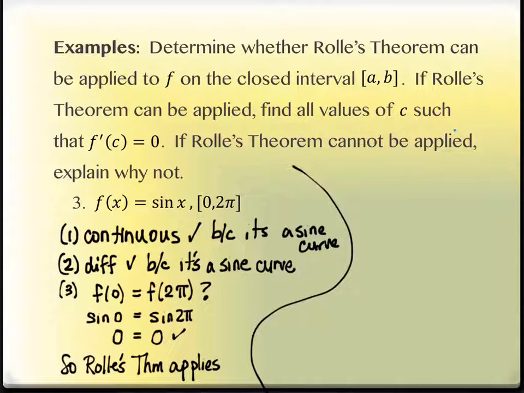What are we going to be able to be guaranteed will happen in our conclusion? The derivative will equal 0 somewhere between 0 and 2 pi. So what's the derivative of sine x? Cosine of x. And now you're back to that unit circle kind of issue, right? Where does the cosine of x equal 0?